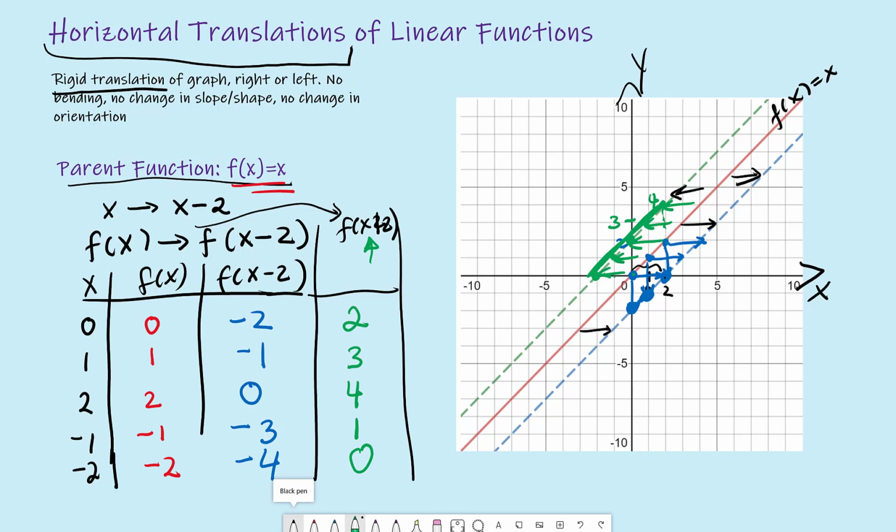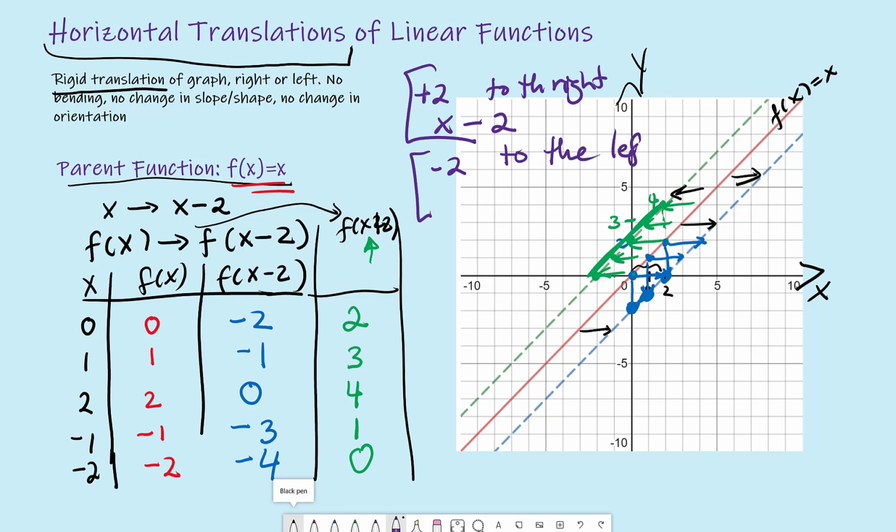So that is a quick demonstration of how we perform horizontal translations of linear functions. The important thing to remember here is that if we're going to move by an amount plus 2, meaning to the right, what we're actually going to do is x minus 2. If we're going to go to negative 2, meaning we're going to try to move to the left, then we take our variable to be x plus 2. So that's important to remember, as it's a little bit contrary to our intuition.